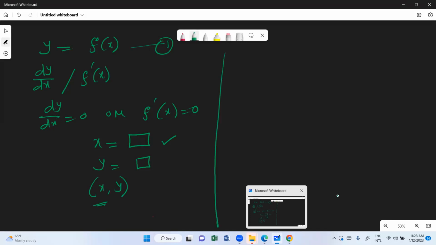If any question asks whether the stationary point is maximum or minimum, what will we do?